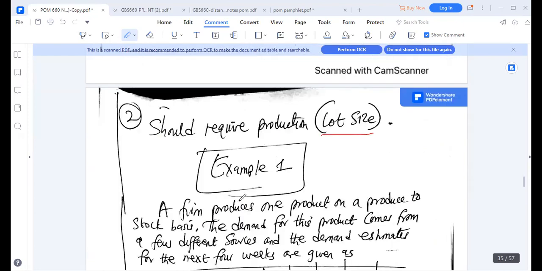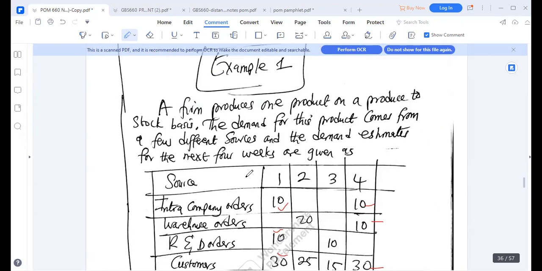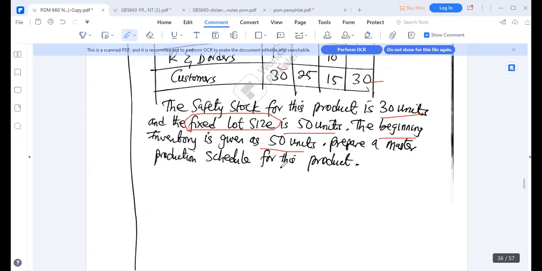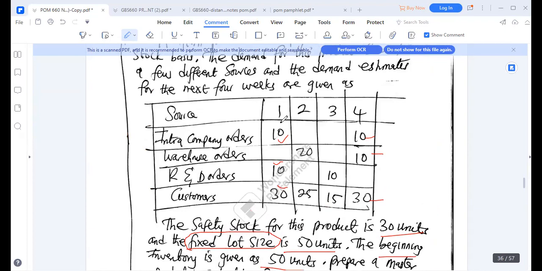There's one example here, example 1. It came on the second part, which had 4 components. The first one is aggregate demand. It means just the sum of demand coming from various sources. Demand can come from intra-company orders or branch warehouse orders, or from research and development orders, or from the customer orders that we need to go for. Please take note of this one.